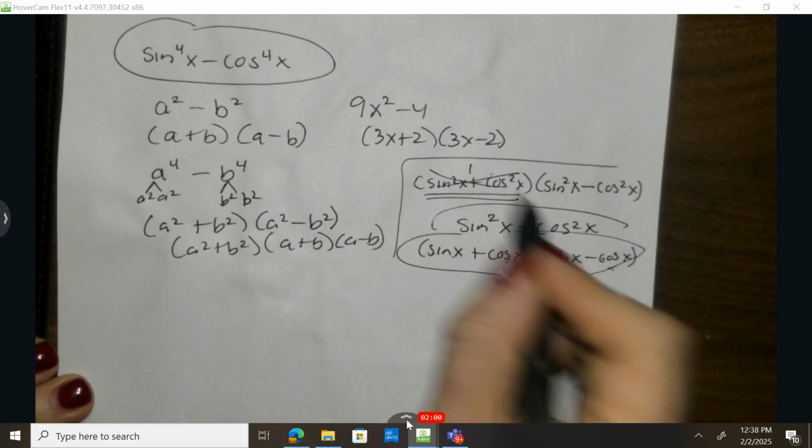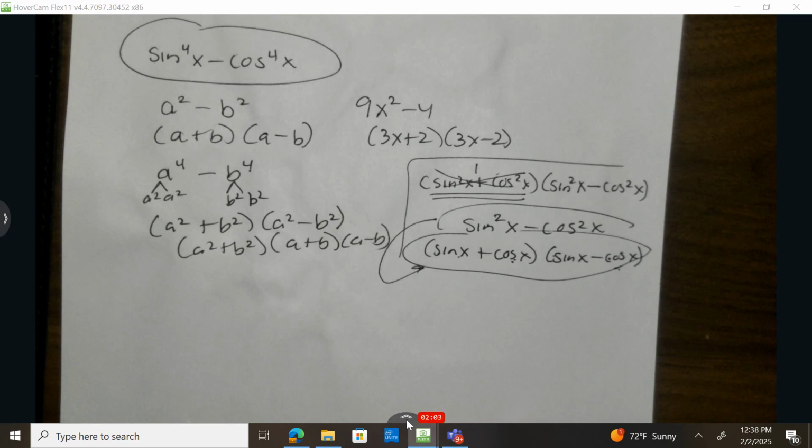So either one of these is equivalent. I personally like the bottom option as the most simplified.